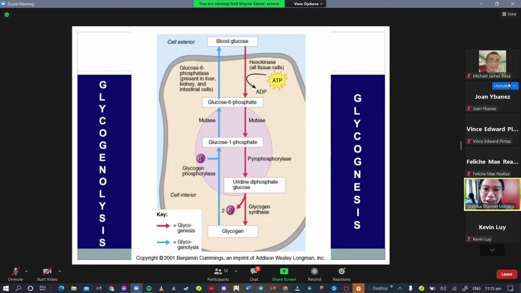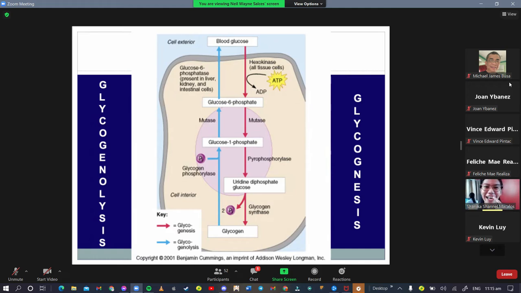So the glucose will interact with this enzyme, which leads to the formation of glucose 6-phosphate. So what happens here? From glucose, it will become glucose 6-phosphate. So there is a phosphorylation that happens. A phosphate is added to the glucose. So glucose 6-phosphate means that the phosphate can be found at the 6th carbon.